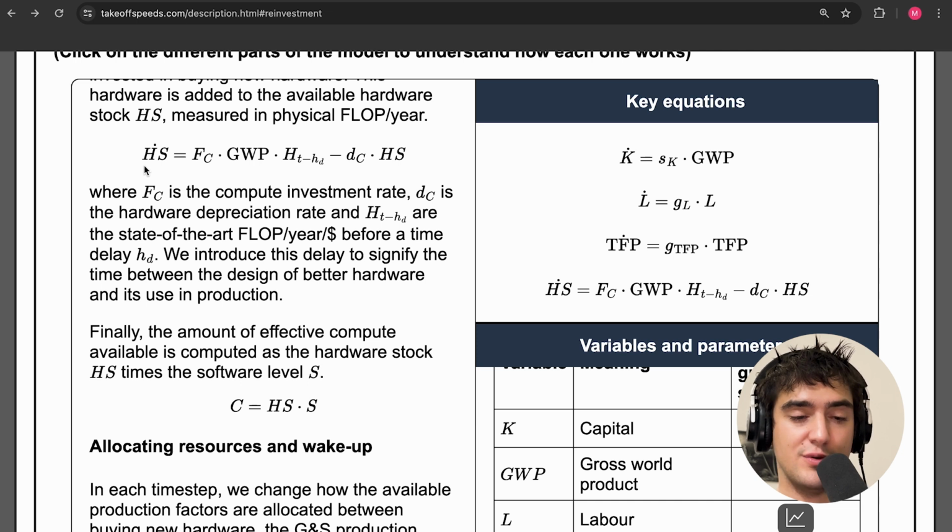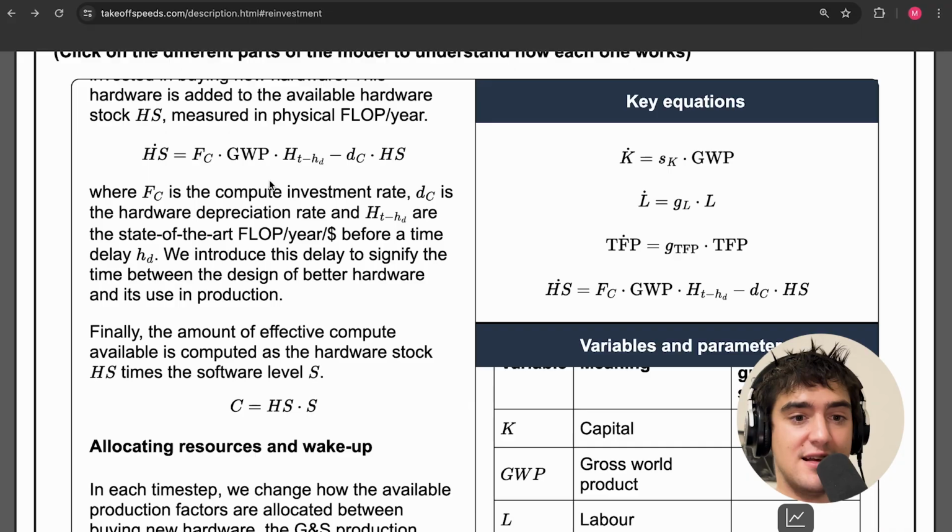But these equations don't really talk about the things we care about, which is AI progress. So in these equations, we were looking at the hardware stock, meaning how many GPUs we're actually buying. So the amount of new GPUs we're buying depends on how much we're actually spending on compute from our total GDP and how good is our hardware. So let's say NVIDIA develops a new GPU that costs 100K. How many more flops can you buy with 100K? And more generally, how many more flops can you get per dollar? That's the term here, H_T minus H_D.